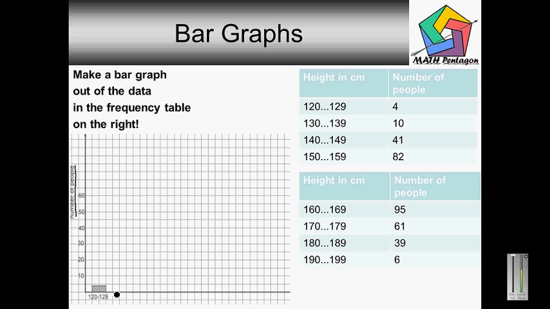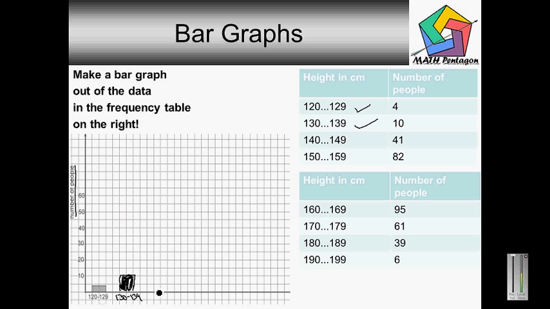So let's put it right here. I'm going to plot it right about here. Number of people 10. So I go all the way up so I can hit the 10 right here on the left hand side. So I make my bar and it's right here. Okay, so that's done.